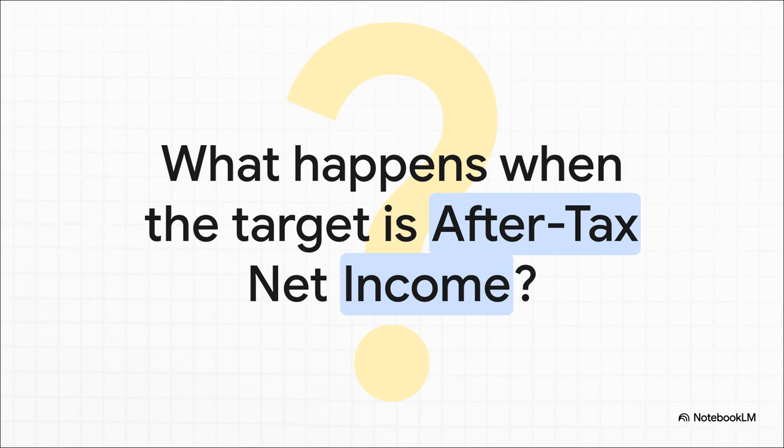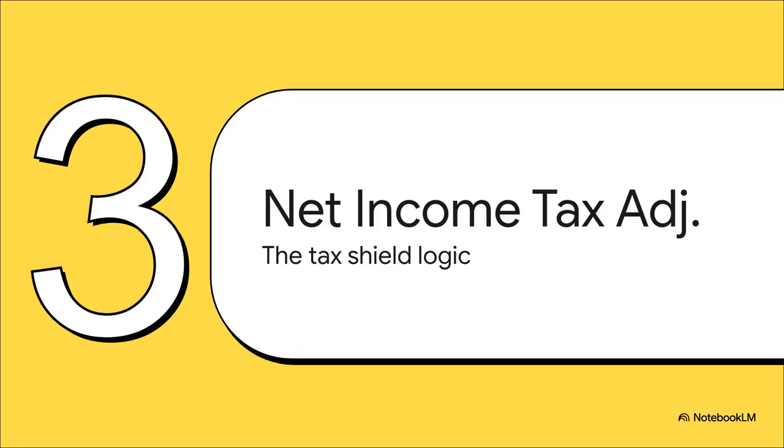But wait, what happens when Uncle Sam steps in and takes his cut? What if the target isn't operating income, but after-tax net income? This brings us to a major pivot in our CVP logic, because hitting a net income goal means we have to outsmart taxes first. Which leads us to section 3, the net income tax adjustment.